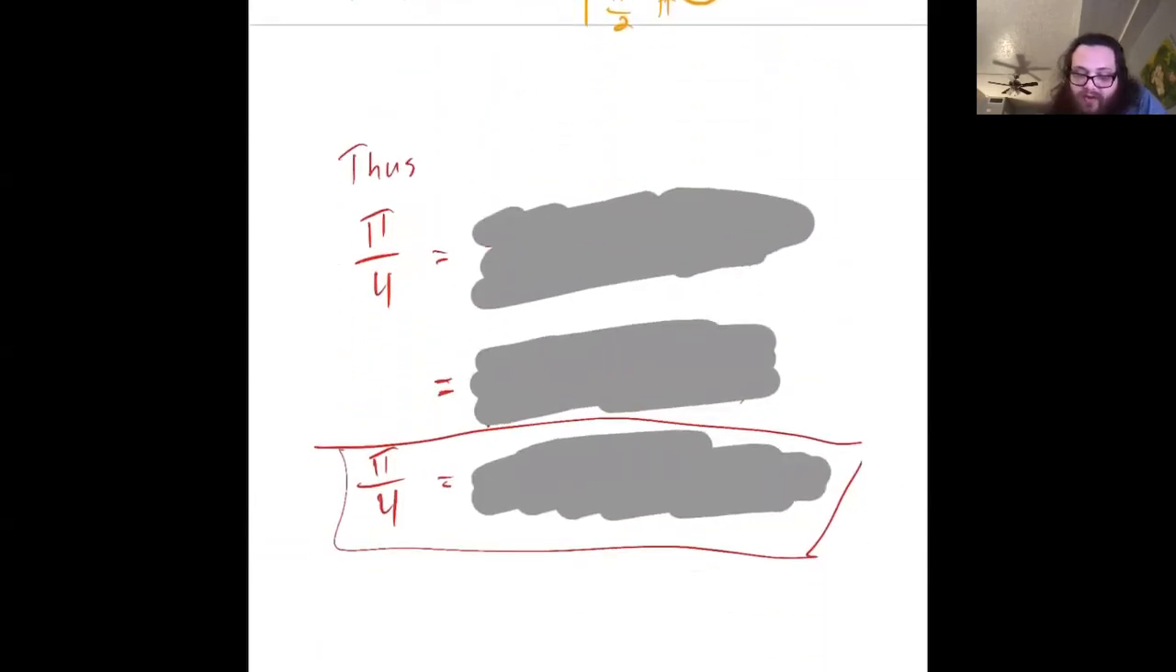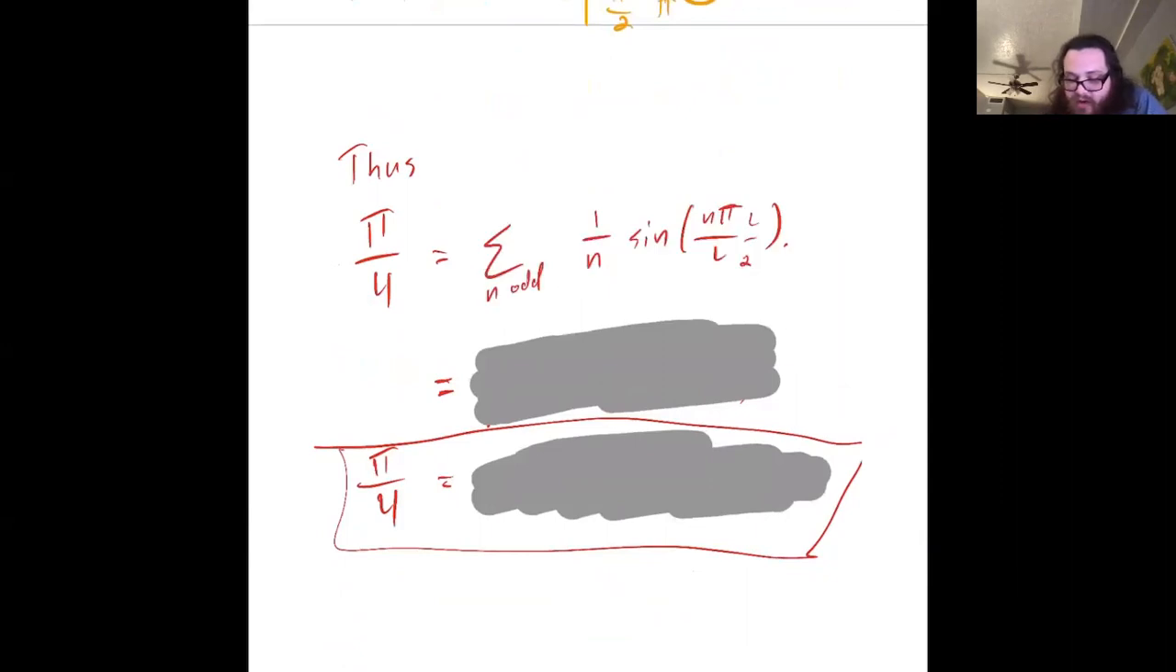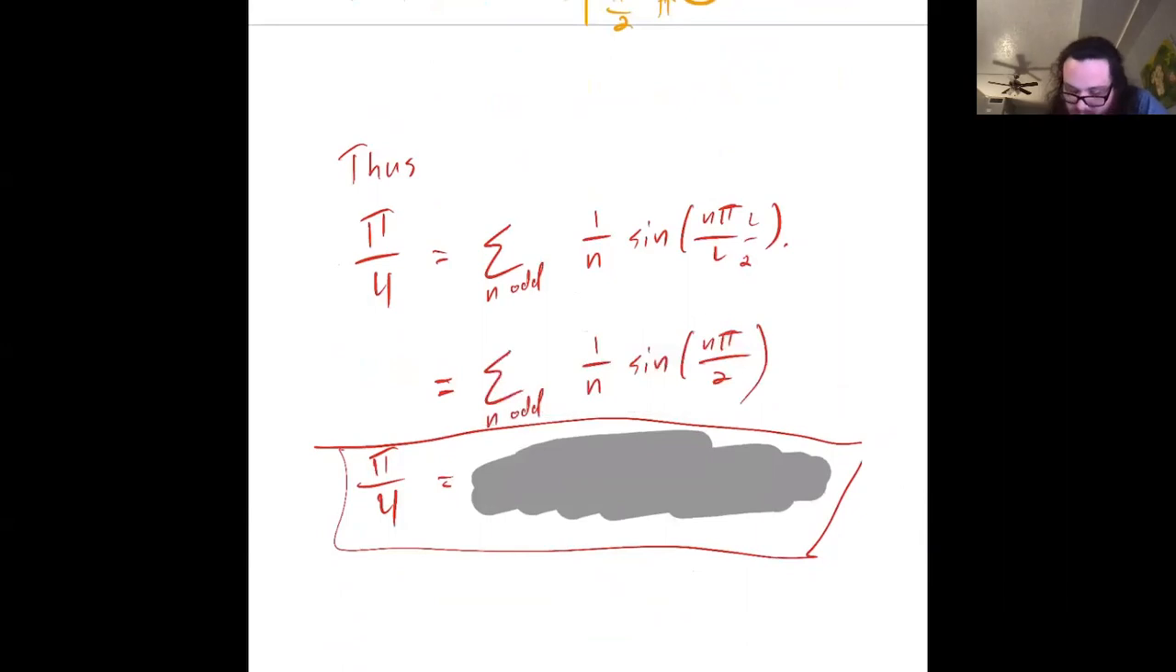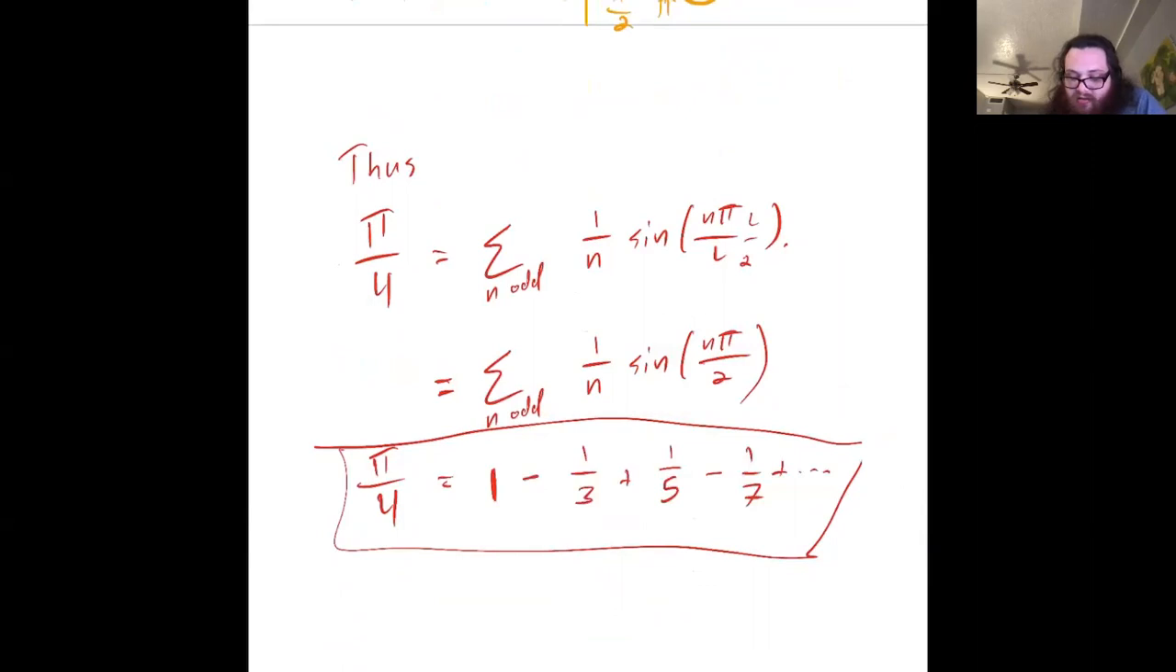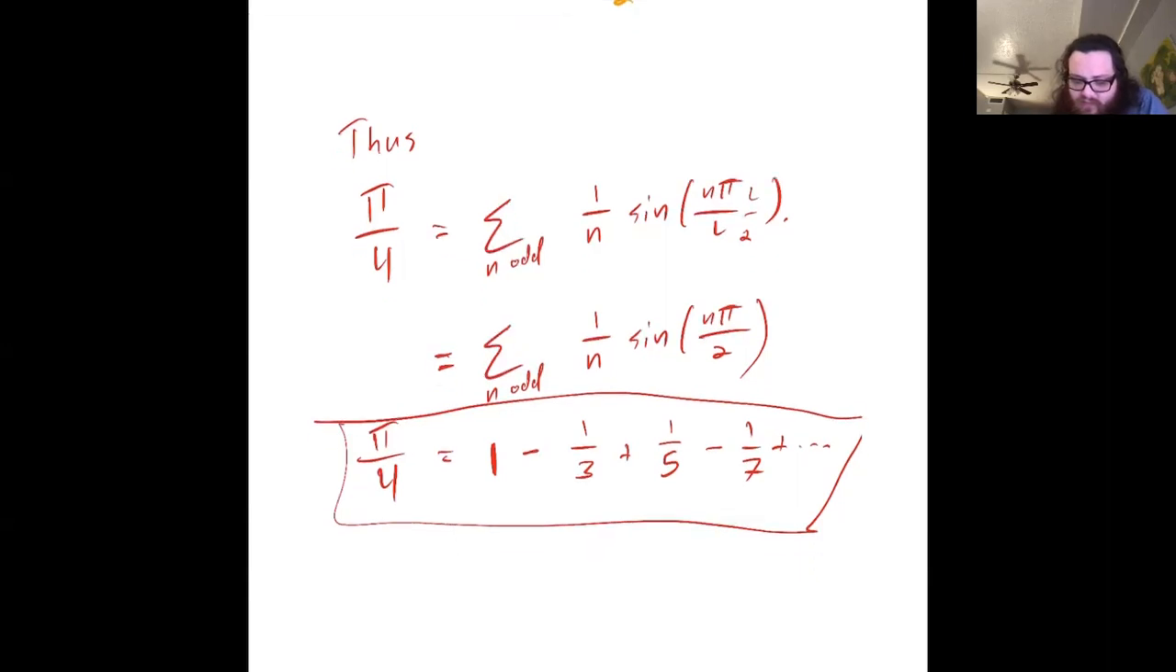So what we end up with is, well, plugging all this in, so pi over 4, right? We had this expansion, we plug in L over 2. Simplify things a little bit, but then as we said, sine of n pi over 2 is going to alternate between positive, negative, positive, negative, positive, negative. So we have this interesting expansion for pi over 4. Pi over 4 is equal to the sum over the odd numbers with alternating signs. Neat.